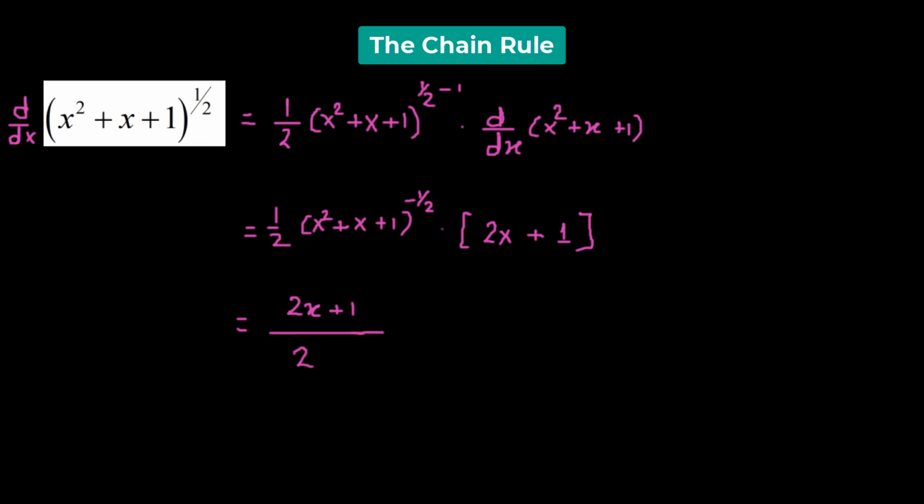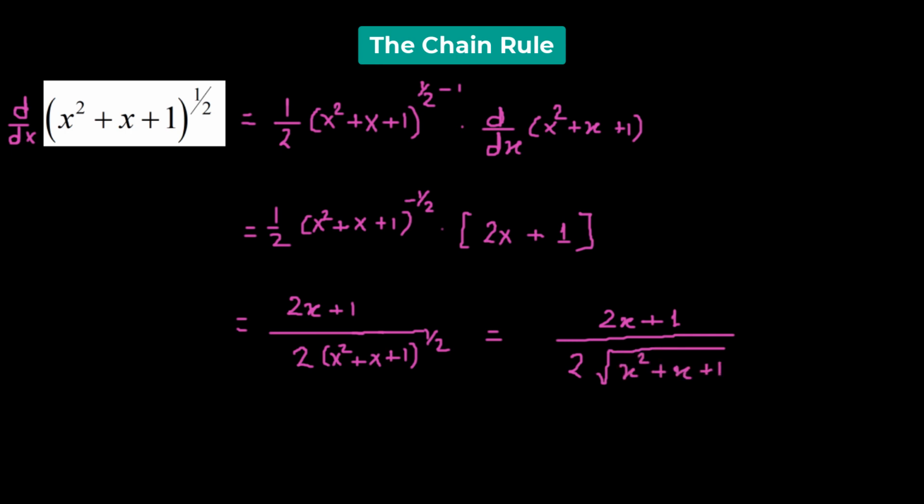Then if we take the function (x squared plus x plus 1) raised to the power of negative half to the denominator, we have (x squared plus x plus 1) raised to the power of positive half. Or in other words, we can rewrite it as (2x plus 1) over 2 times the square root of x squared plus x plus 1. Let's move on to the next question.